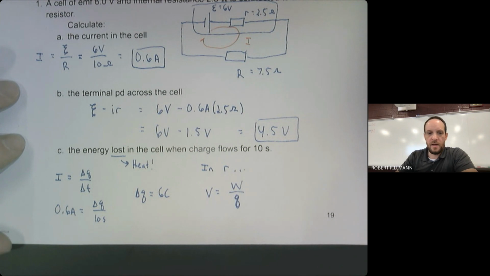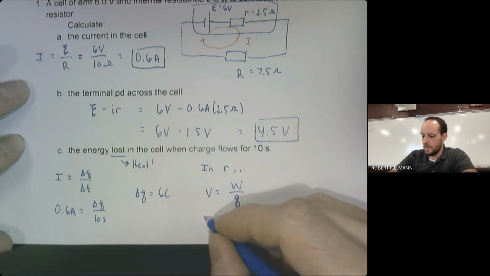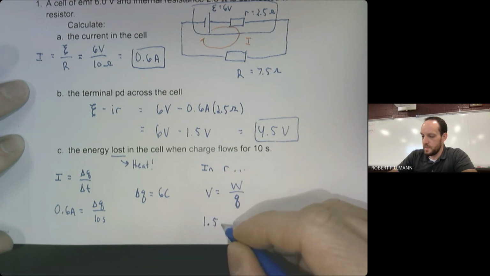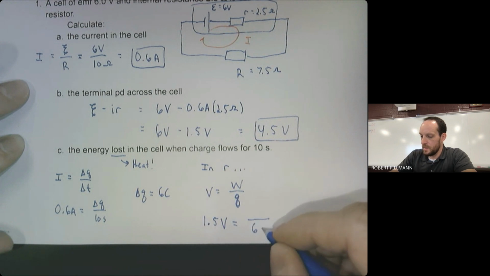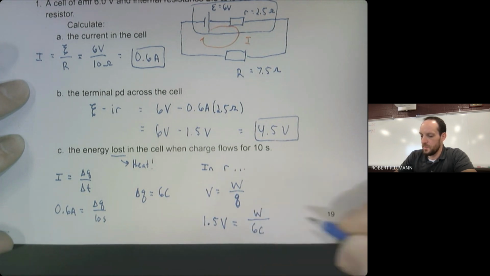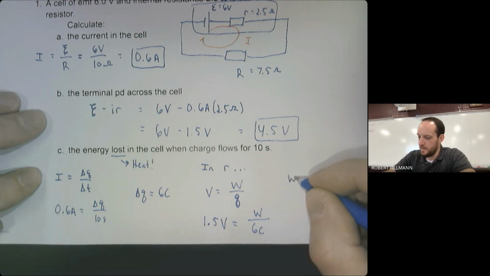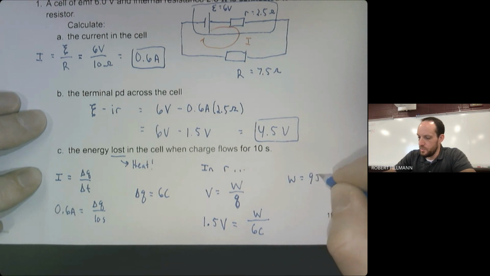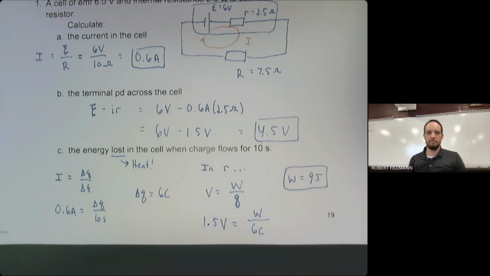And we already figured out how many volts were being lost inside the battery. It was 1.5 volts being used inside the internal resistance. So that's what I'm going to put for V. And that comes from 6 coulombs moving through. So I could figure out how much work is being done or heat is being created in the battery. 6 times 1.5, that gives me work of 9 joules. So 9 joules of heat being created over the course of 10 seconds inside the battery itself.